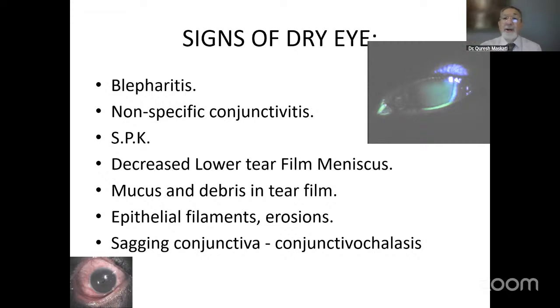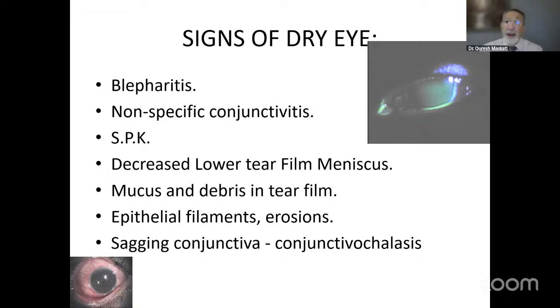And then if the tear film meniscus is lowered, that means the aqueous component is less. Then I urge you to pull the lower lid down. When you pull the lower lid down, the tears inside the lower lid should be clear water. Sometimes you see mucus and debris in the tear film because the aqueous component is less, so it has not washed it away. So if that is so, then again you suspect dry eye.